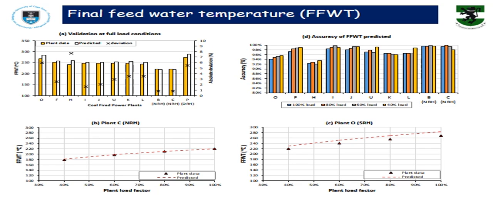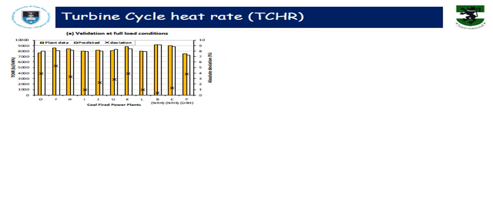And when you look at the results for all the plants at a go, and you look at it for the various load conditions, you can see that the minimum accuracy that was seen there is about 92%. So you see a deviation of about 8% seen across board there.